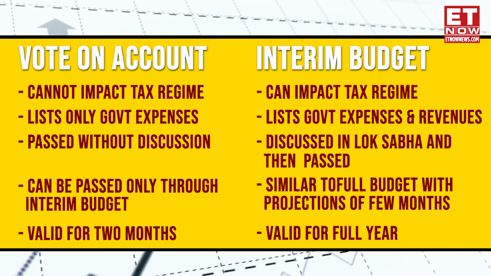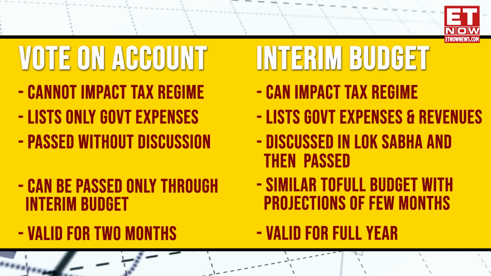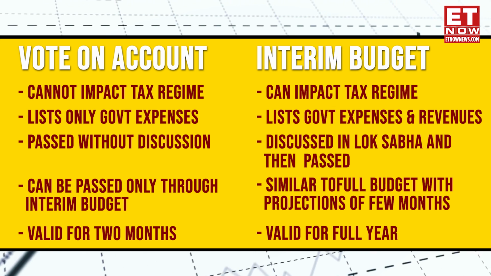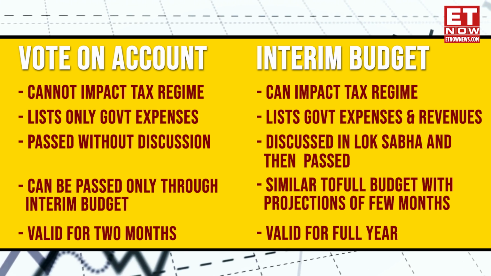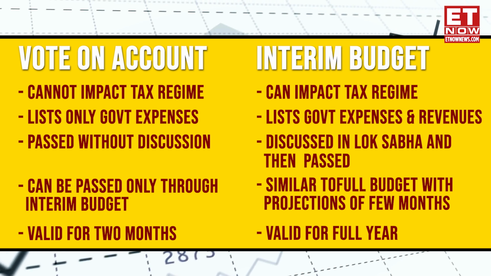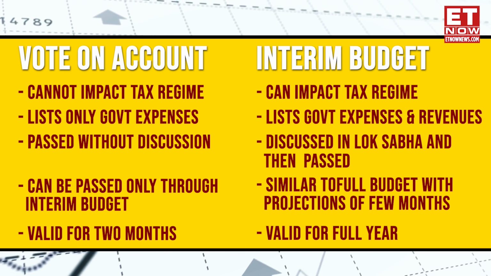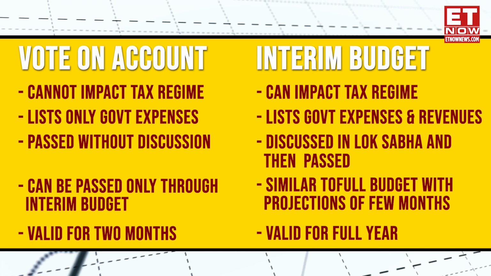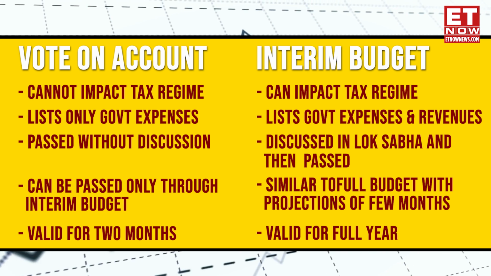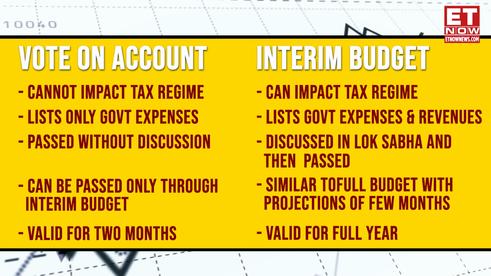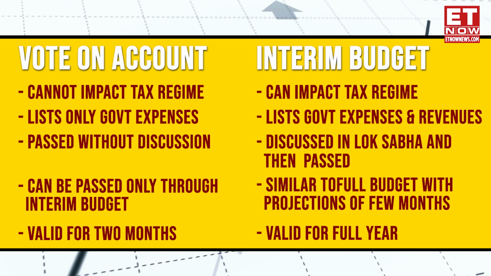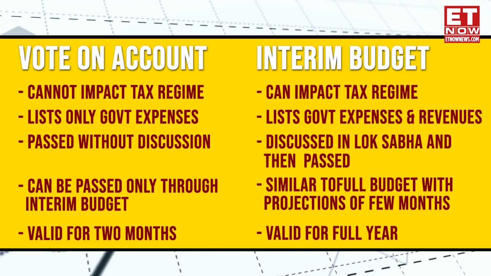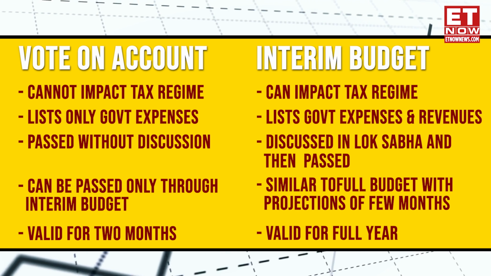Vote on account cannot impact the tax regime while interim budget can change it. An interim budget also consists of both expenses and revenues, while vote on account just lists the expenses borne by the government. To be passed in the parliament, an interim budget is discussed in Lok Sabha and then passed, but the vote on account can be passed without any discussion. An interim budget is similar to a full budget but with projections of only a few months, while vote on account can be passed only through an interim budget.